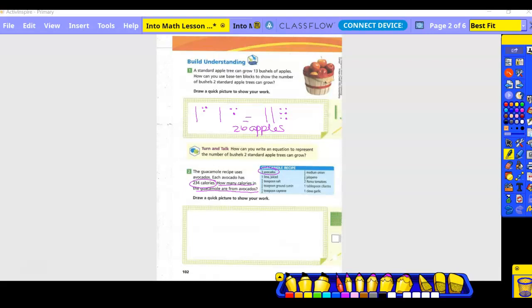So what do I represent hundreds with? A flat, right? So I need 2 flats. What's in my 10 spot? 3, right? How many longs? 3, right? How many small cubes? 4. Okay, but that's only for 1 avocado, and we have how many? 3. So I need to do this 2 more times, right?